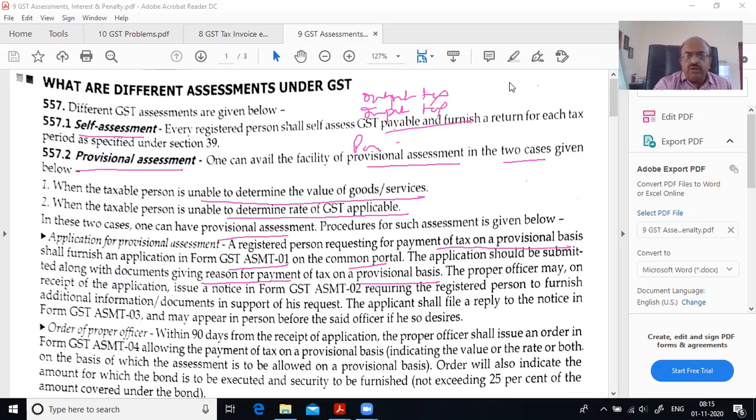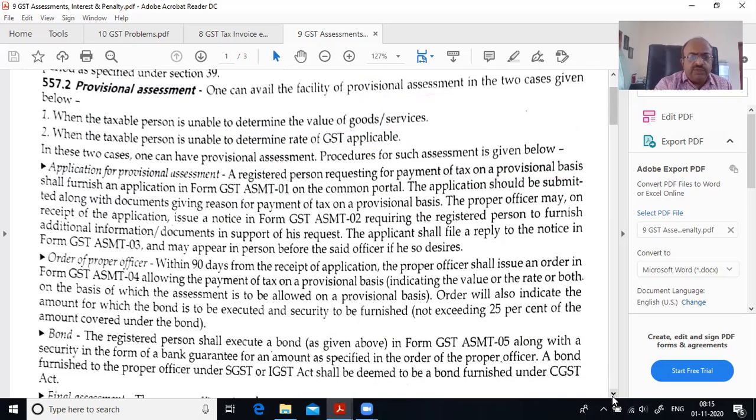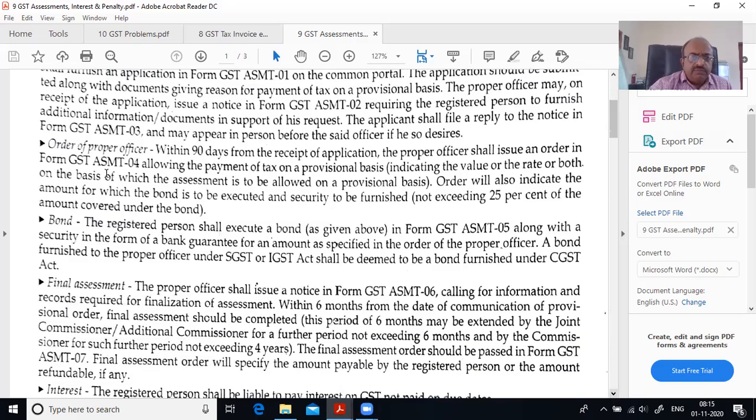Then what happens? The order of the assessing officer. Within a period of 90 days from receipt of the application, the proper officer shall issue an order in GST ASMT 04 allowing the payment of tax on a provisional basis, indicating the value or rate on which the assessment is allowed on a provisional basis. The order will indicate the amount for which the bond is to be executed and the security to be furnished, at 25%. Then you have to furnish a bond.